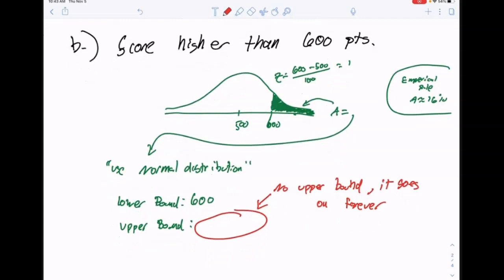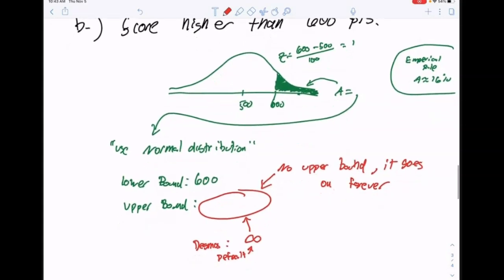It goes on forever. So there's two ways. If you understand the concept of infinity, you can actually put in infinity right in here when using Desmos. On Desmos, the default is infinity, so you can just leave it as that. Our other calculators require us to put something in.